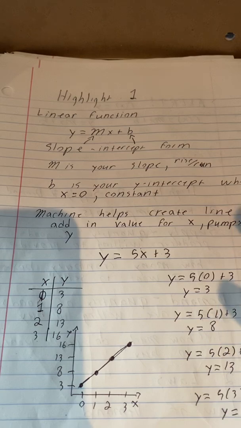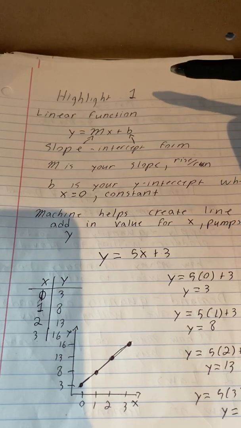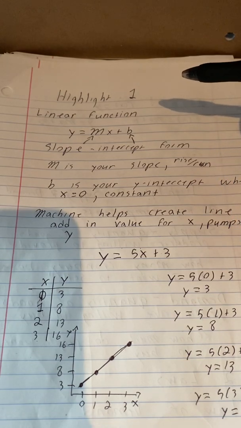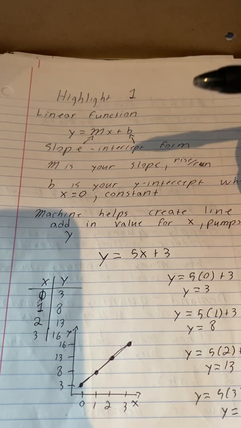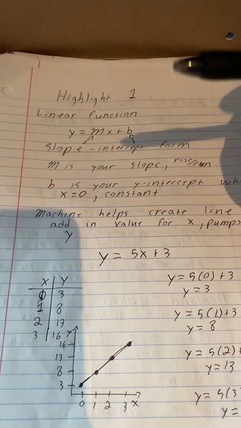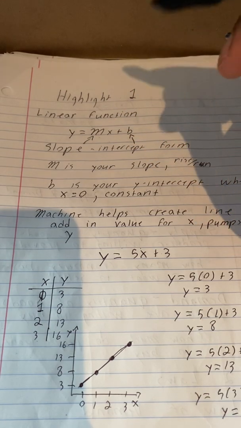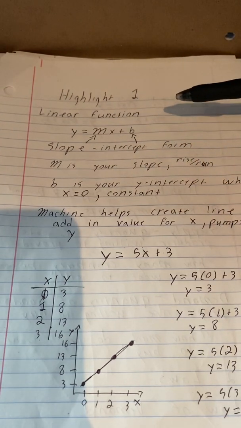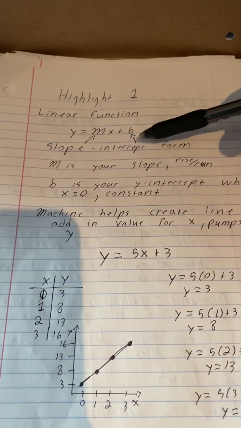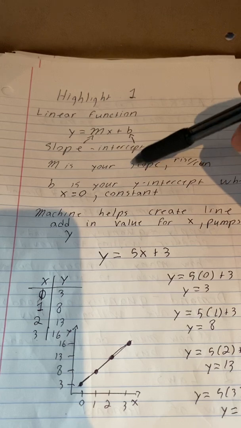This is an introduction video, and I'm going to go over linear function highlight 1. So if you already know linear function, then you don't really have to watch this video. I'm just going to go over what I think are the more important parts. So we have linear function. Now, one example of a linear function is y equals mx plus b. And that's usually called your slope intercept form.